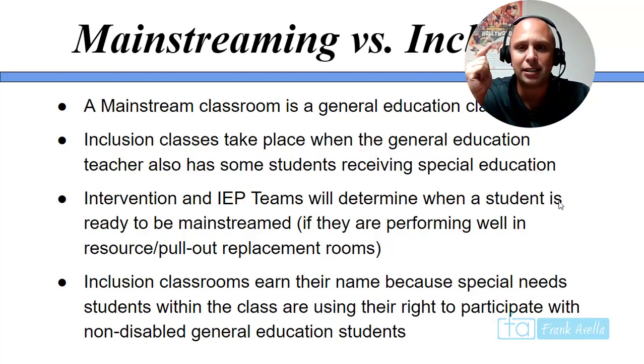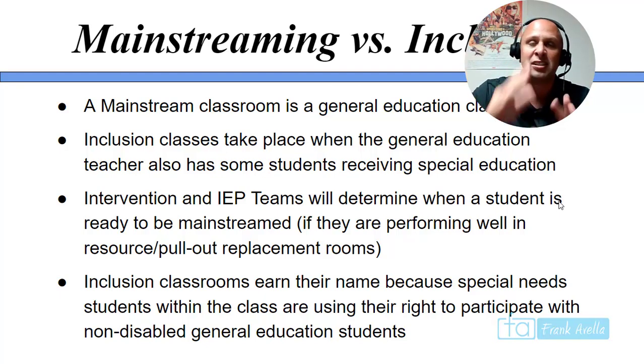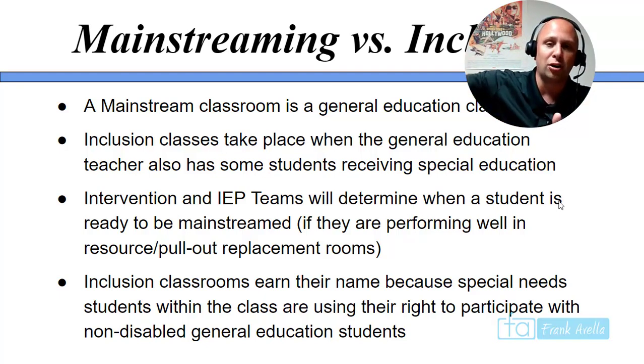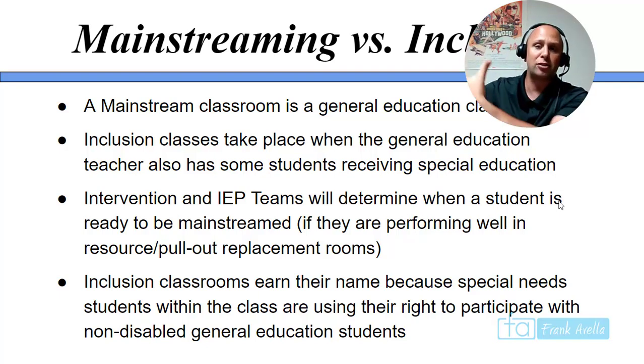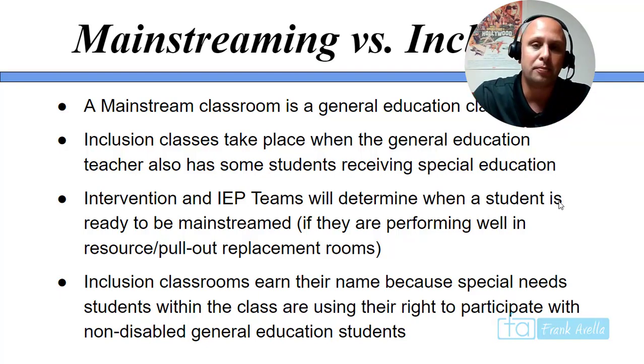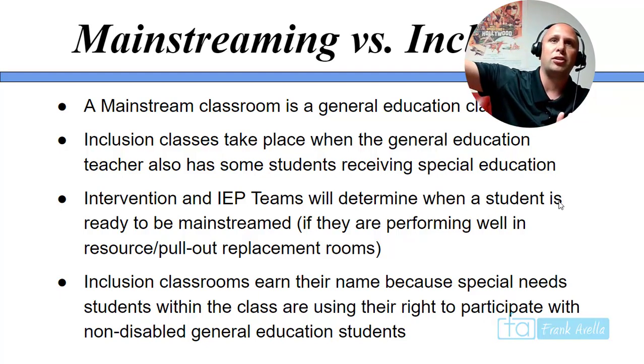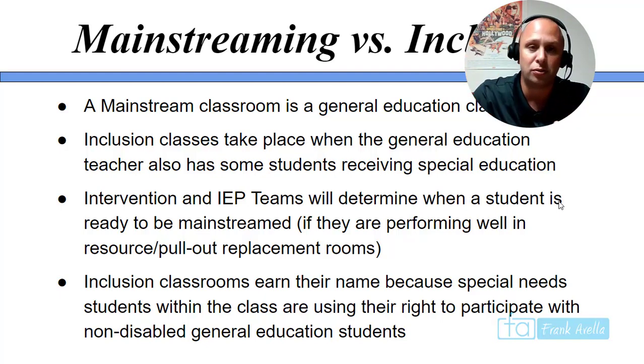Intervention and IEP teams will determine when a student is ready to be mainstreamed. If a student is in a resource room, when are they ready to go? Inclusion means they have a right to go there, but are they ready? Is it the best place for them? Just because they have a right doesn't mean that all special needs students are going to be in the general education classroom, because if you put that student in that classroom and set them up for failure, that's the problem. So they have to be ready for it. You can't just put them in there.